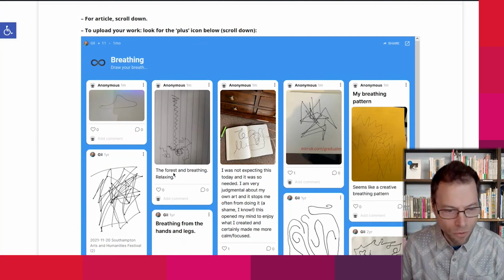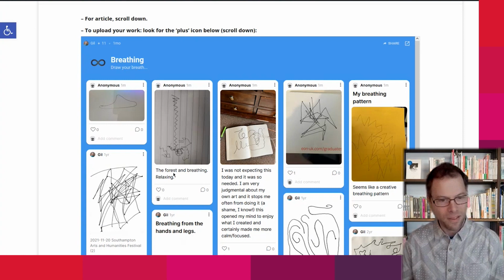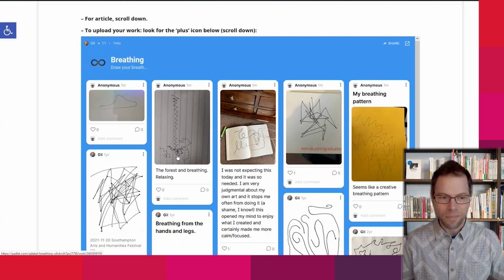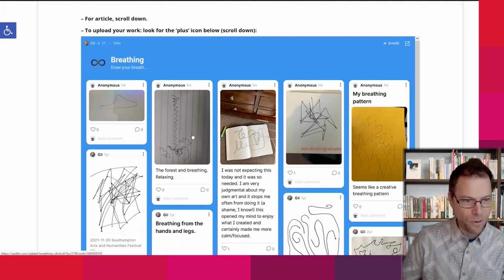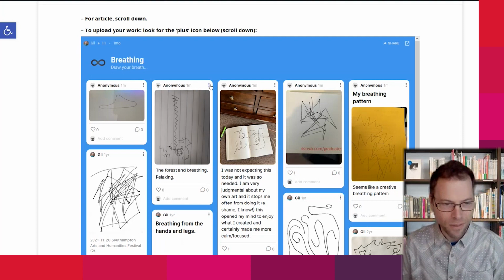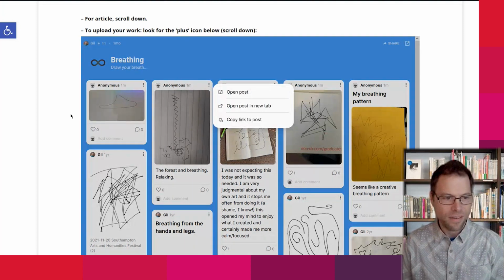Actually, there is a text: the forest and the breathing relaxing. Okay, so it was a relaxing feeling. And it needs to rotate. I will rotate it 90 degrees to the left, I think. I will rotate it at one point. I can't do it here, but I will do it later on.